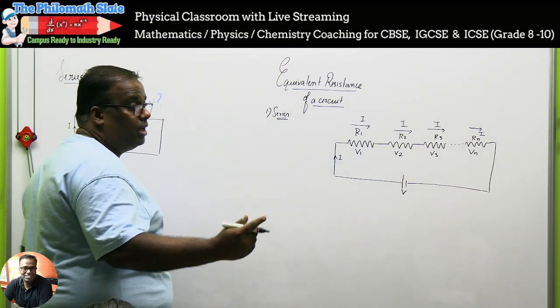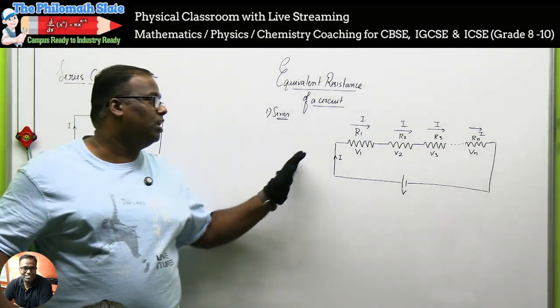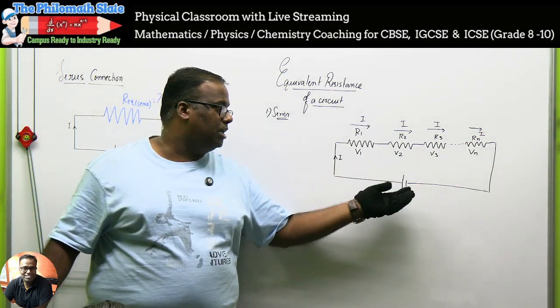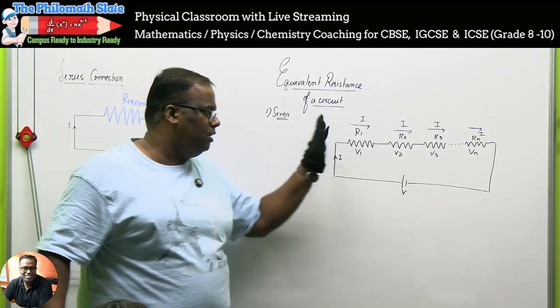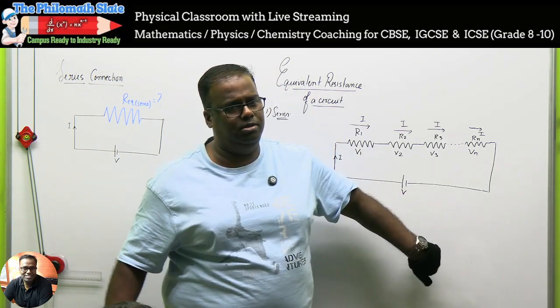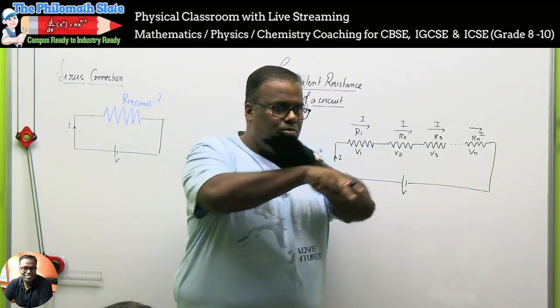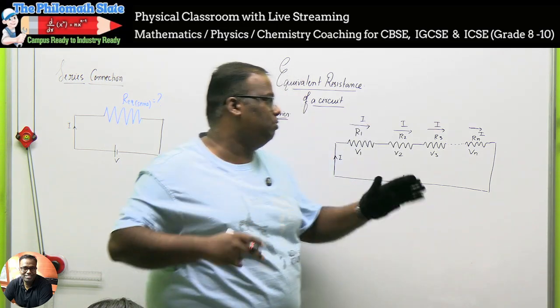Remember, current changes only when current gets an alternative path. Abhi current is like water. Any alternative path? No, no other path. If some path opens up, then only current can distribute. वो current distribute नहीं होता है.